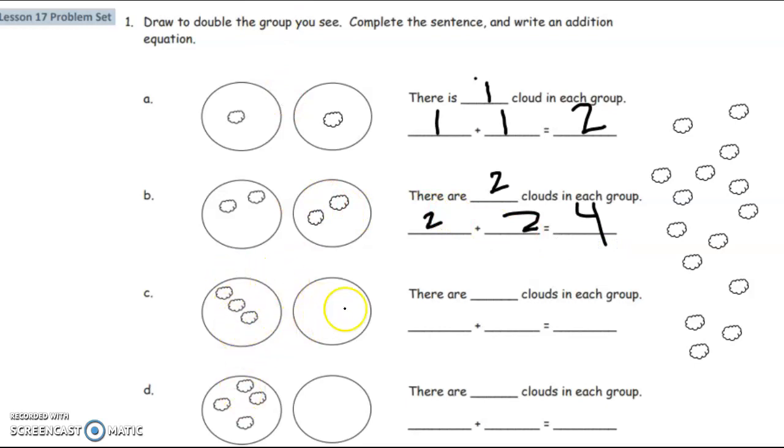Okay, look at letter C. We have three clouds in one circle, so we're going to double it and put three clouds in the next circle. And what would be the sentence frame for this particular problem and the equation? And you guessed it, there are three clouds in each group. And our equation is 3 plus 3 equals 6.